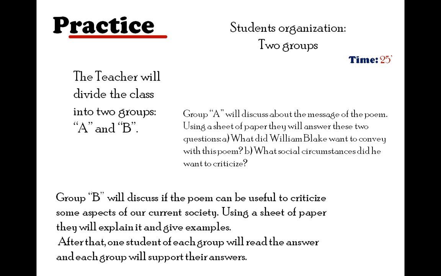Then the teacher will explain that Group A will discuss the message of the poem using a sheet of paper. They have to answer these two questions that you can see over here. And then Group B will discuss if the poem can be useful to criticize some aspect of our current society. Using a sheet of paper, they will explain it and give examples. After that, one student of each group will read the answer, and each group will support their answers. For this activity, we will have 25 minutes.